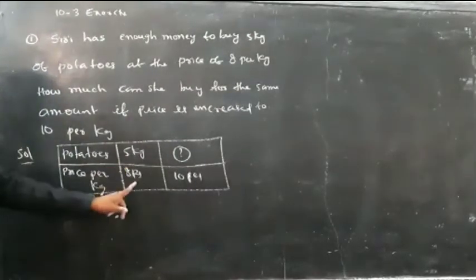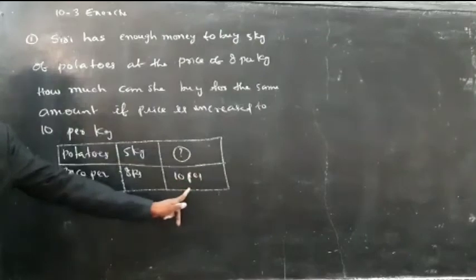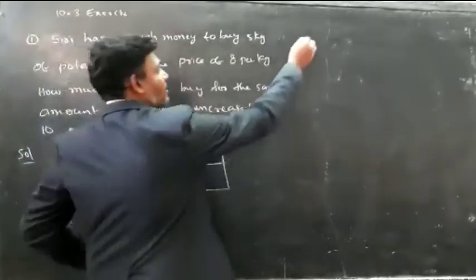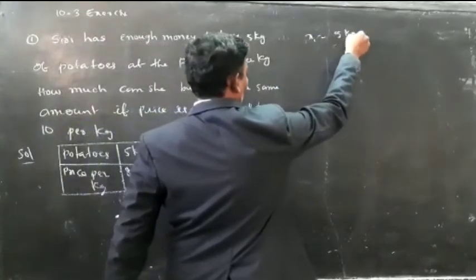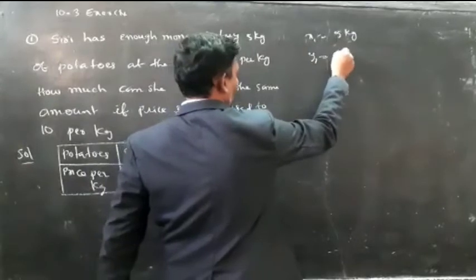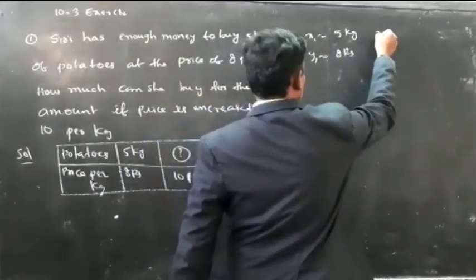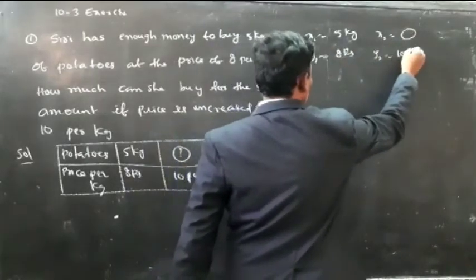Potatoes 5 kg. What is the first case? 8 rupees per kg. But the second time, the amount increased to 10 per kg. It is also inversely proportional. x1 is 5 kgs, she can buy 5 kgs if the cost is 8 rupees per kg. In the second one, I don't know how many she can buy. What is the cost here? 10 rupees per kg.